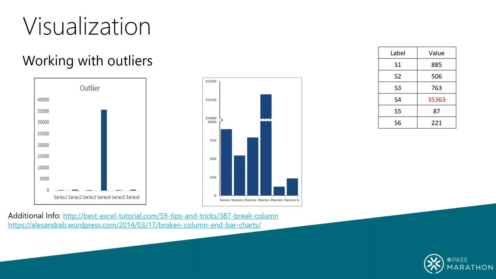And also, as we've spoken about dealing with outliers, sometimes outliers can be quite nifty. So there is a good solution if you're using Excel. Those are links to that solution. You can easily create a broken column or bar chart in order to visualize the rest of those 5 series versus the fourth one, which is sort of an outlier.